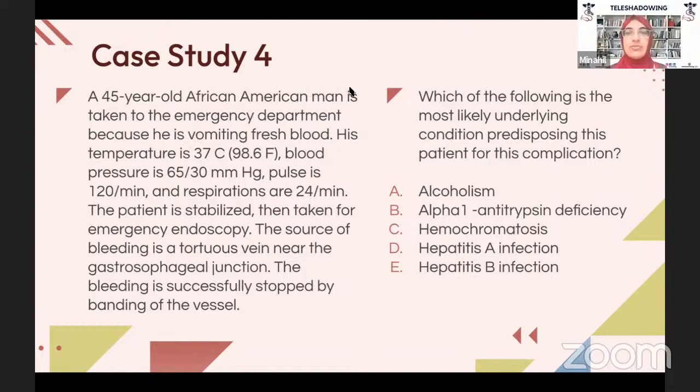Which of the following is the most likely underlying condition predisposing this patient for this complication? A. Alcoholism. B. Alpha-1 antitrypsin deficiency. C. Hemochromatosis. D. Hepatitis A infection. Or E. Hepatitis B infection. All right, good. So what do you think?